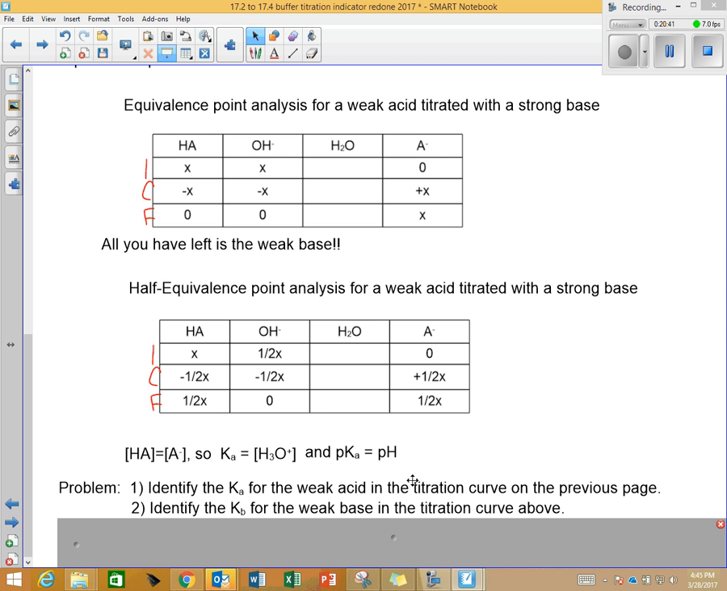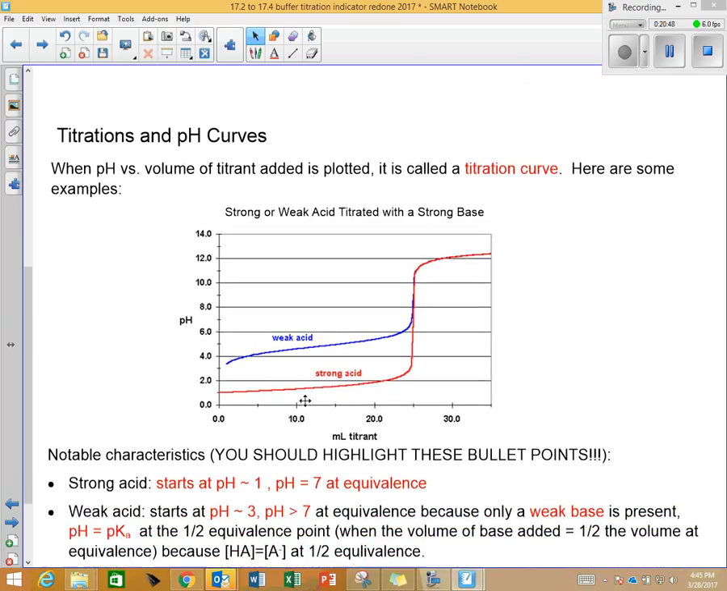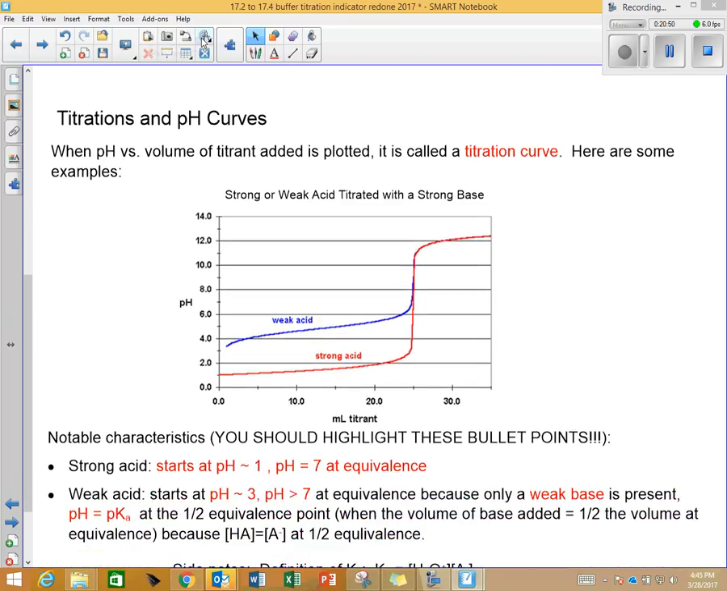All right, find the Ka for the weak acid in the titration curve on the previous page. So you're going to draw, I'm going to get a pen here. There we go.